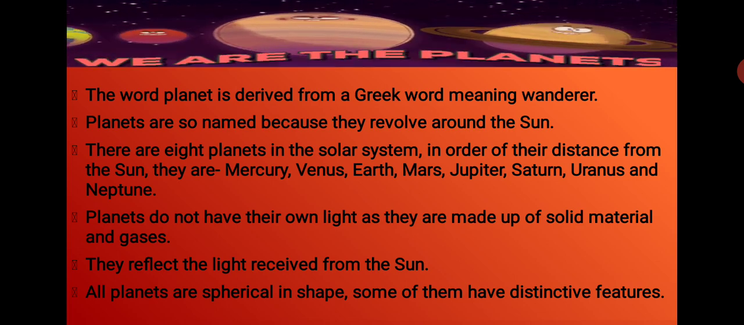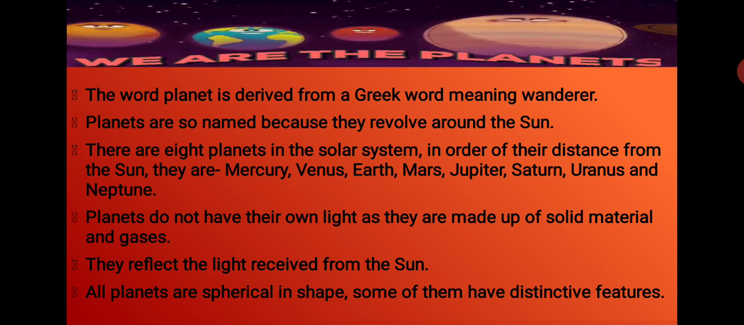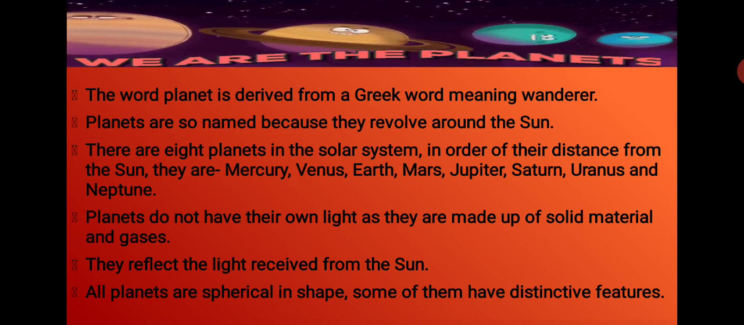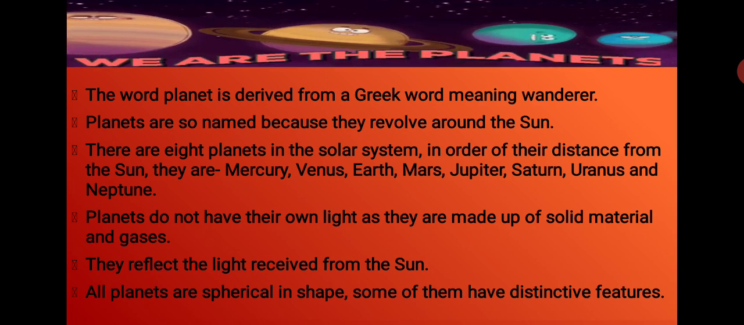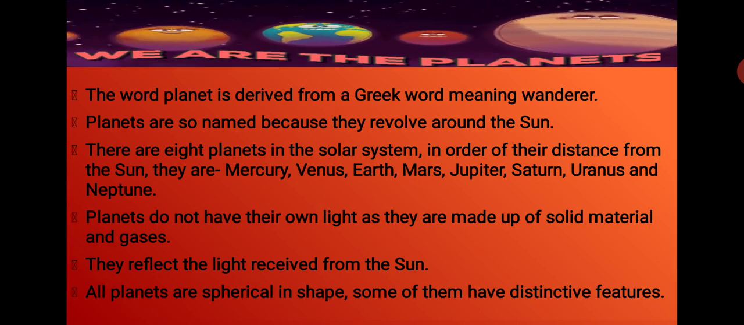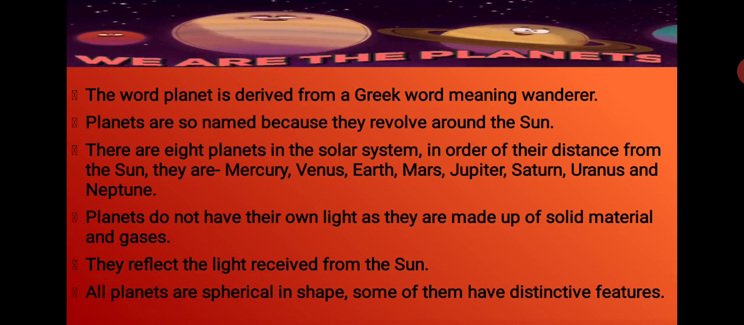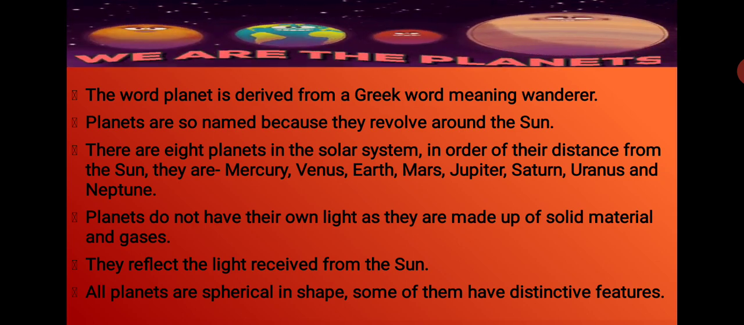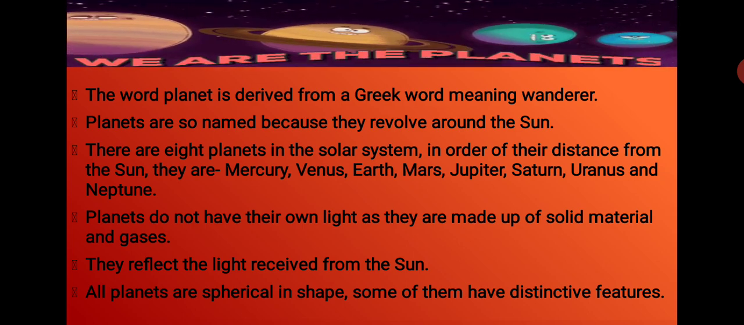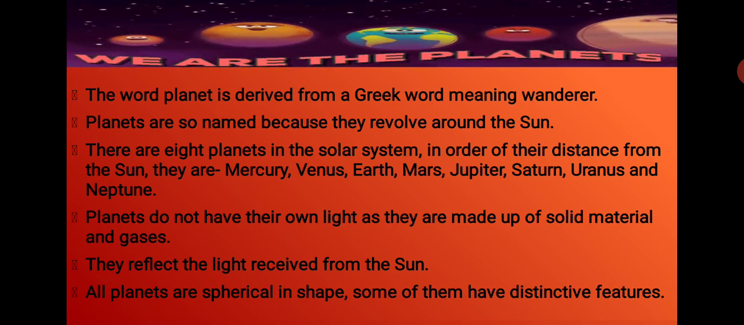Planets do not have their own light as they are made up of solid material and gases. They reflect the light received from the sun. All planets are spherical in shape. Some of them have distinctive features that make them different from others.